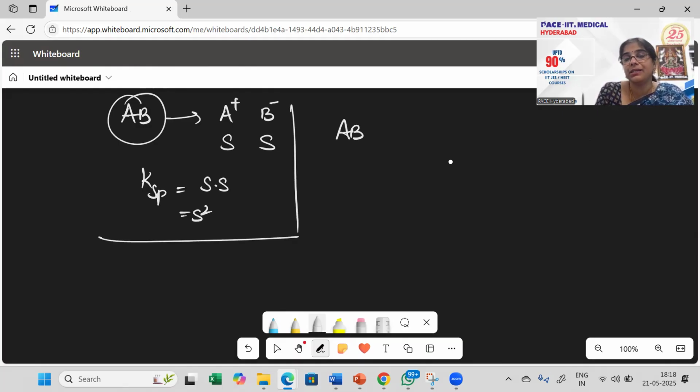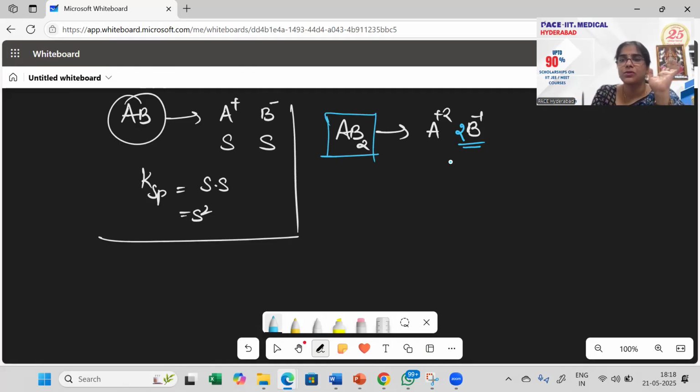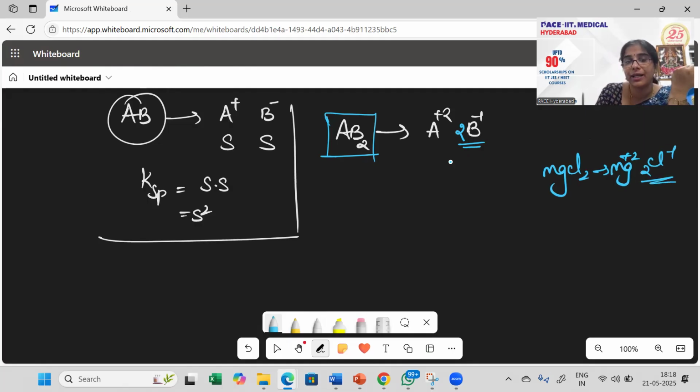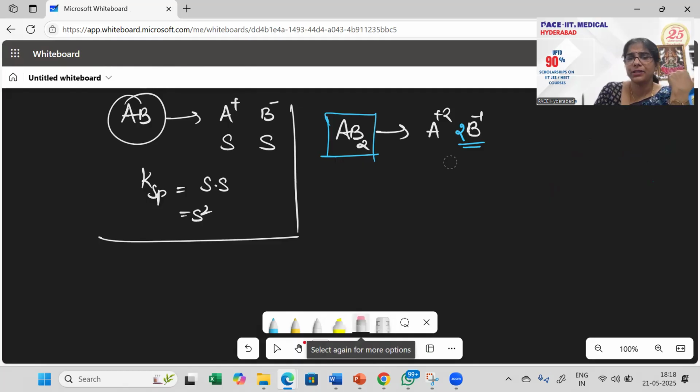AB2 type, if I have, then it is A plus 2 ion and B minus 1 ions. How many A plus 2 ions? 1 A plus 2 ion, and 2 B ions are there. Whenever I have to go up with my molecule, please do balance that also. Crisscross it. Salt it is, positive ions and negative ions you will be having. So A is plus 2, B is minus 1, and you have two such. It's just like your magnesium chloride, MgCl2. Magnesium is plus 2, Cl is minus 1. You will have two chloride ions. That is how I need to write it.